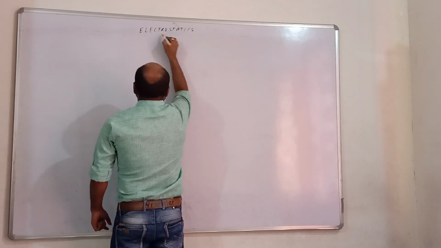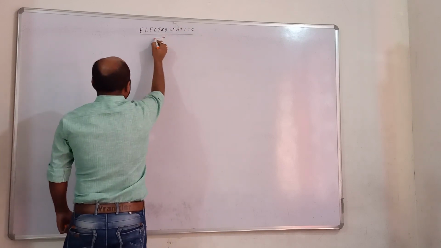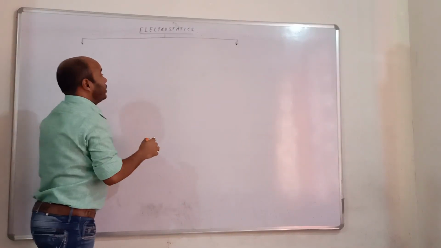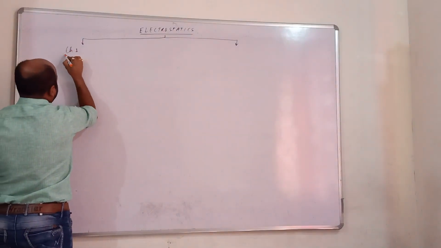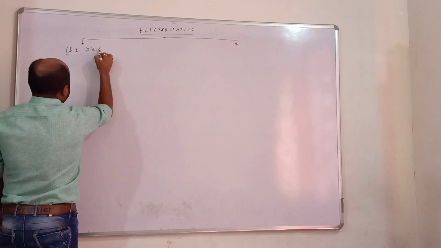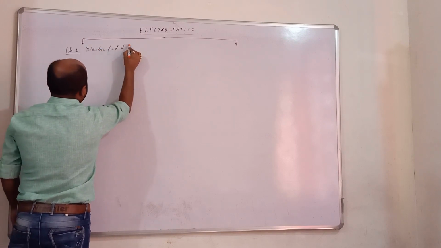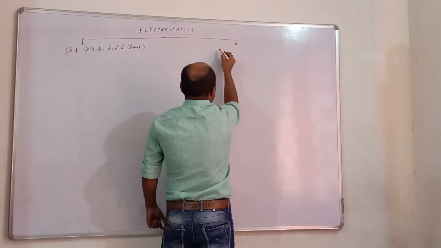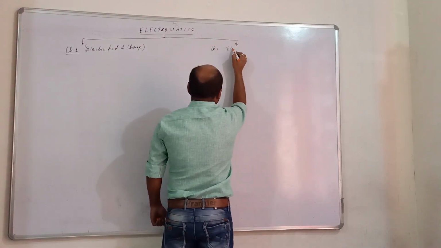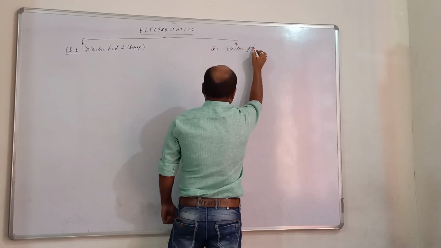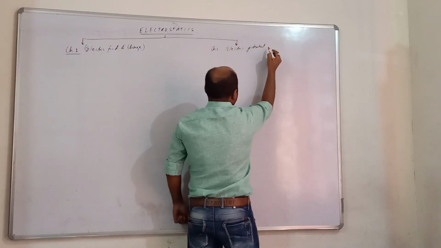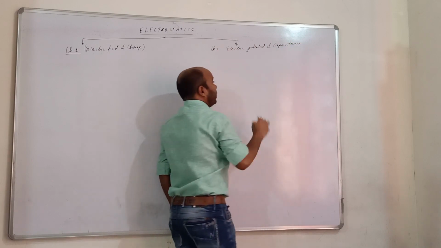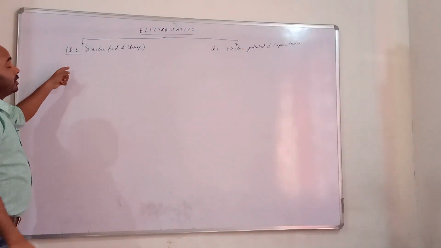Electrostatics. Now, electrostatics is divided into two chapters in NCERT. One is chapter 1, which is named electric field and charge, that is also Coulomb's law. And the next one is chapter 2, that is electric potential and capacitance. So these are the two chapters.